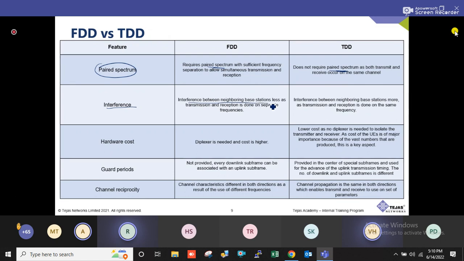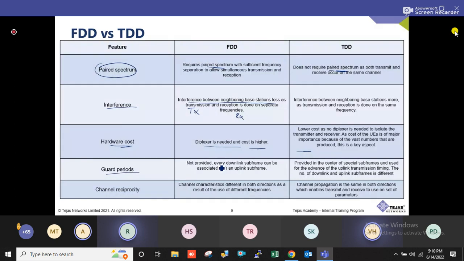Interference, very important. Interference between neighboring base stations is less in FDD because the transmission, the TX and the RX, is done in a separate frequency. In TDD, the neighboring base stations and the existing base stations will have a lot of interference, and we need to mitigate this by doing some sort of technique. We'll come to how it is being addressed. Hardware cost. A diplexer is needed in FDD, so the cost is higher. Here it will typically be lower because there is no diplexer.